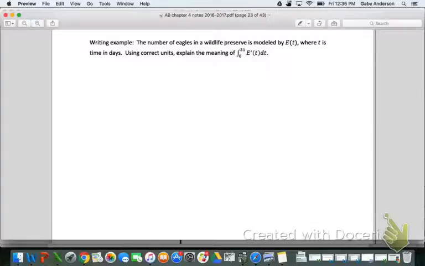The number of eagles in a wildlife preserve is modeled by E of t, where t is time in days. Using correct units, so this is another one of those sentence responses, you're going to use a sentence or two maybe. Using correct units, explain the meaning of the integral from 0 to 31 of E prime of t dt. And we did one the other day with the TVs. This one's a little bit different. Take a few minutes, see if you can write out what you think this means.